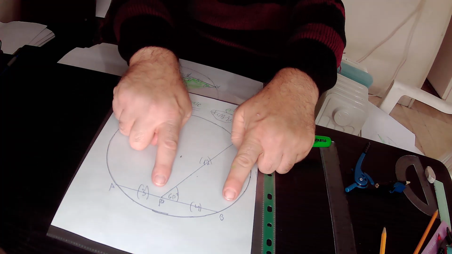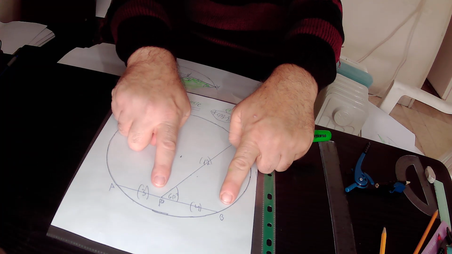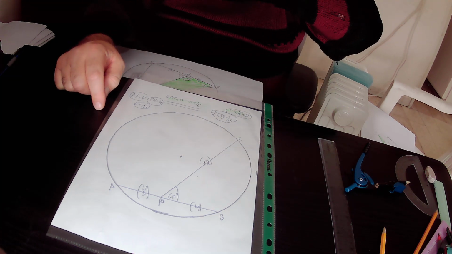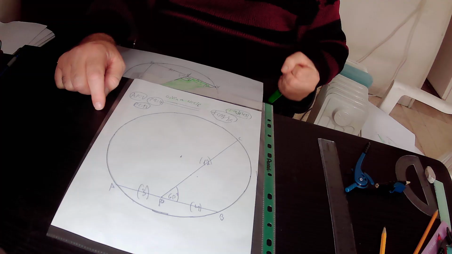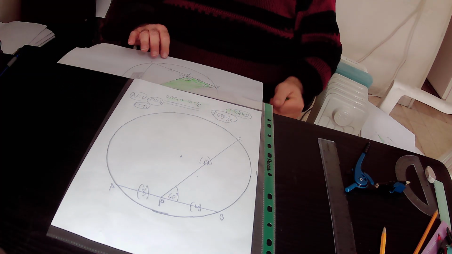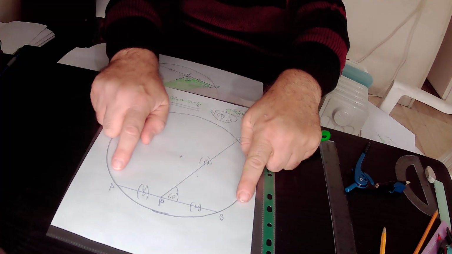This is line segment PB, which equals 4 units in length. This is angle CPB, which equals 60 degrees in size. Again, our task is to find the radius of this circle. So first of all, it is given in the question that AB is a straight line.